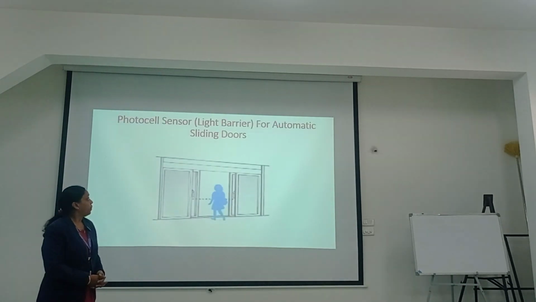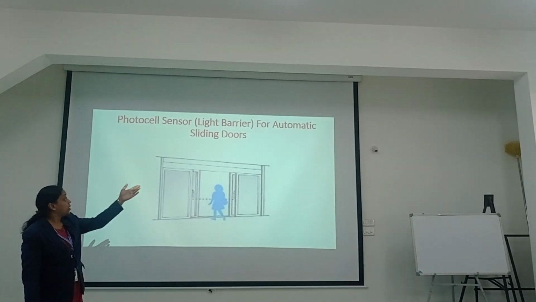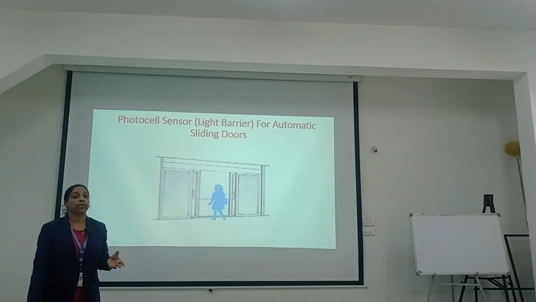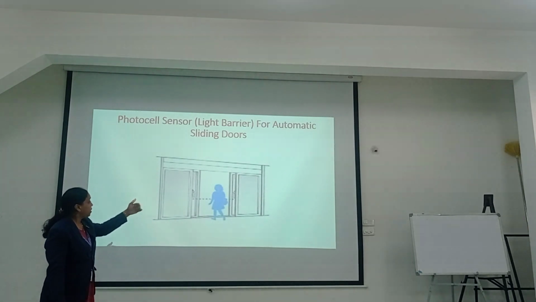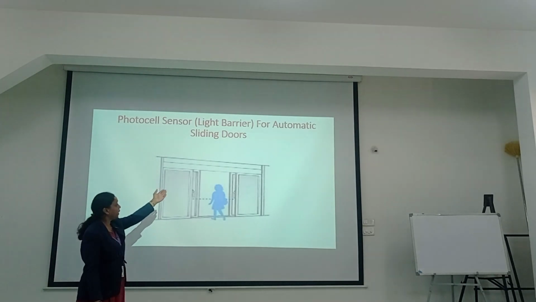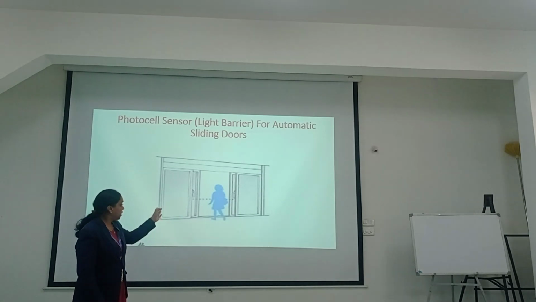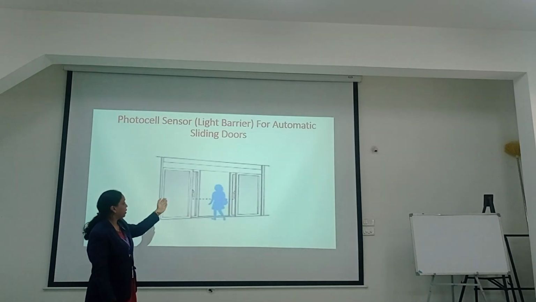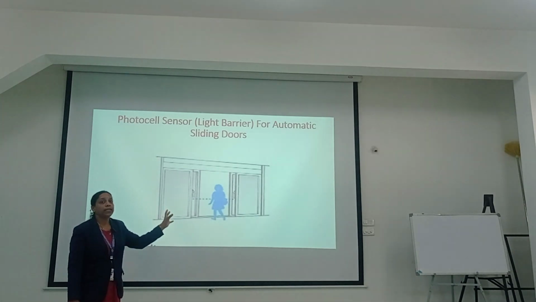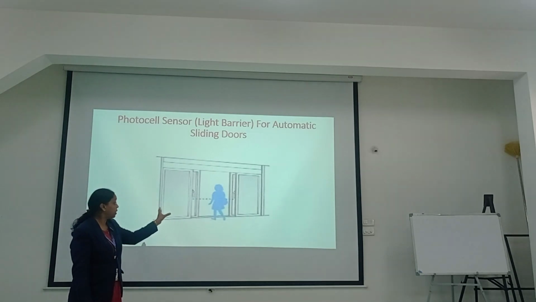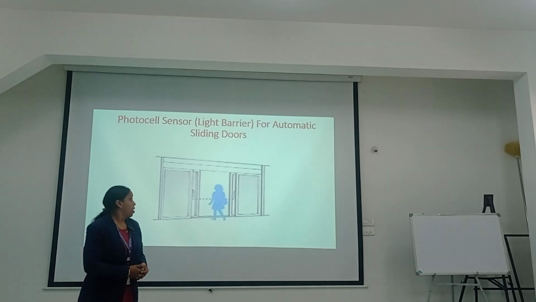This is one of the examples, and many of you have seen this application, that is automatic sliding doors at the entrance of a train or malls. At the entrance, on one side there will be an LED and on the other side there will be a photodetector. Continuously the light will be sent from emitter to receiver. But when a person enters, that light will be obstructed. When the light is obstructed, it gets the information that the door has to be opened.